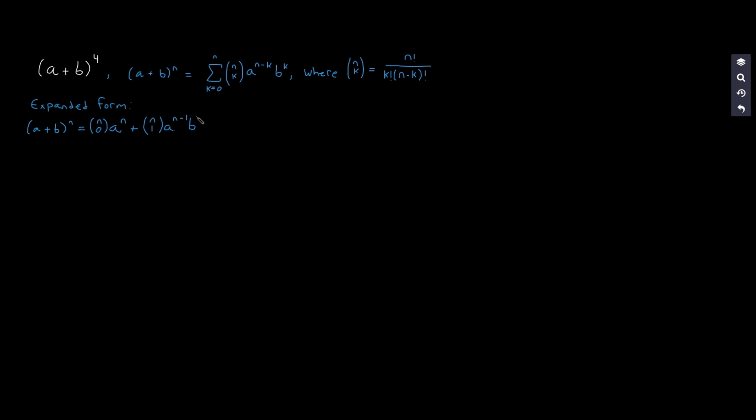which is just b, but we could write in a 1 if we'd like, plus the second binomial coefficient, which is going to be n choose 2, because 2 comes after 1, times a raised to the power of n minus k, which in this case is 2, times b raised to the power of k.